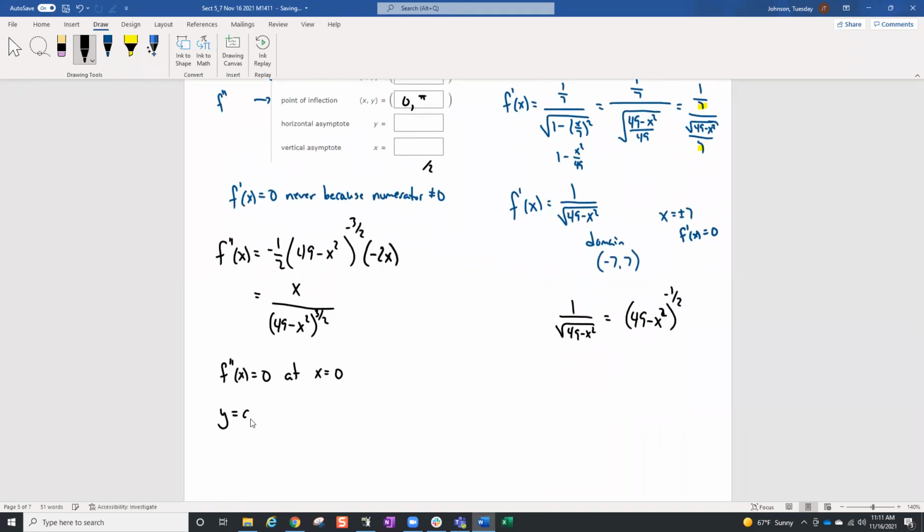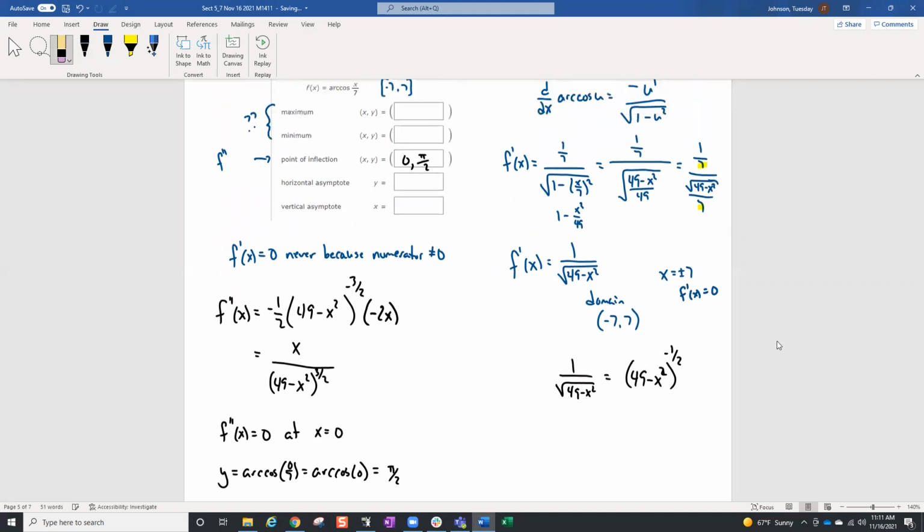the y value is the arc cosine of 0 over 7, which is the arc cosine of 0. What makes cosine equal to 0? Pi over 2 does. And look again, my over 2 didn't transfer with me, but the other stuff rolled.